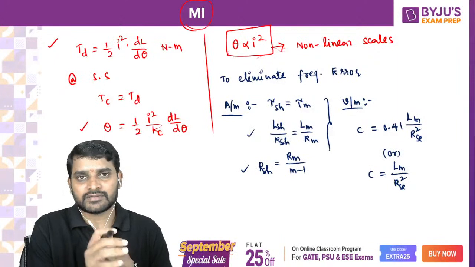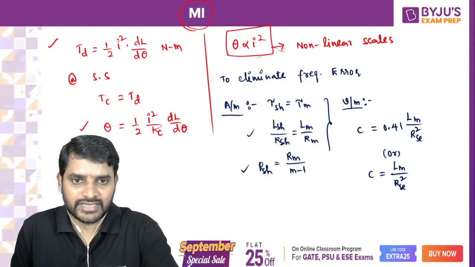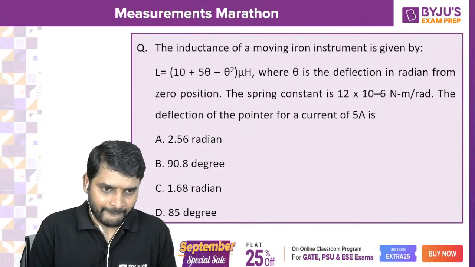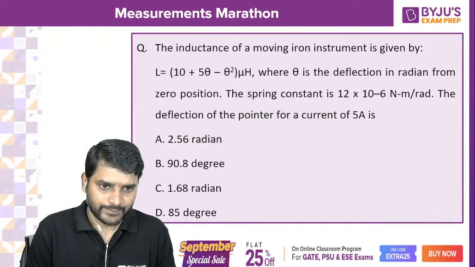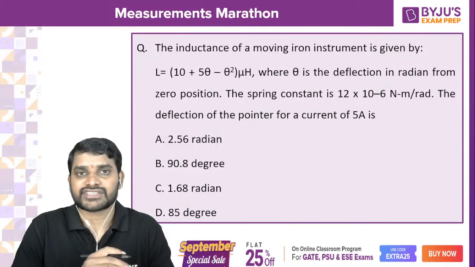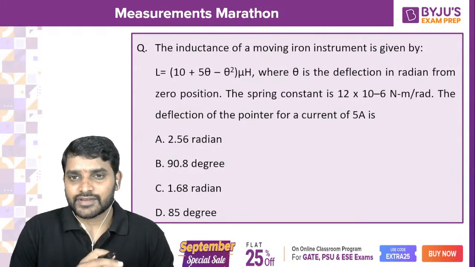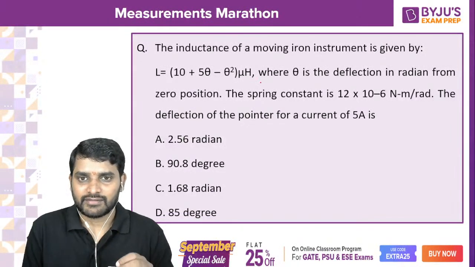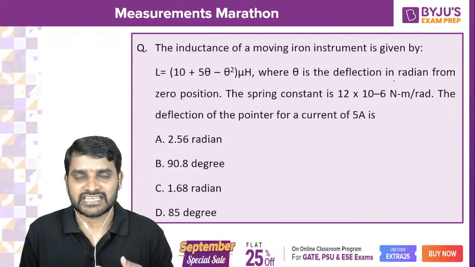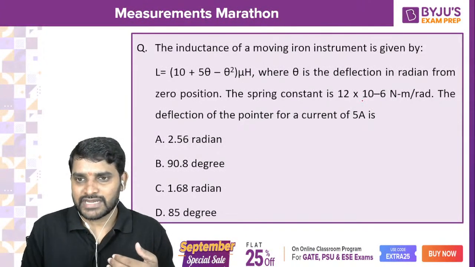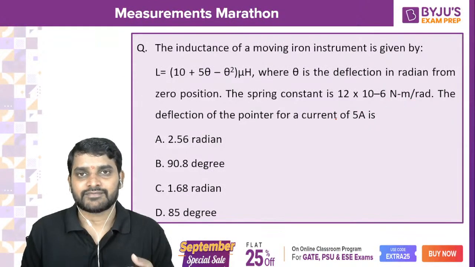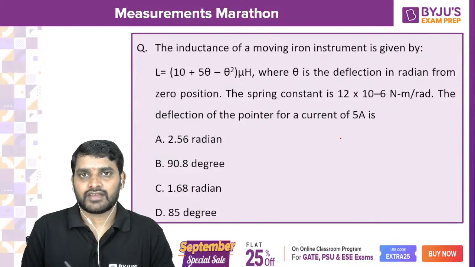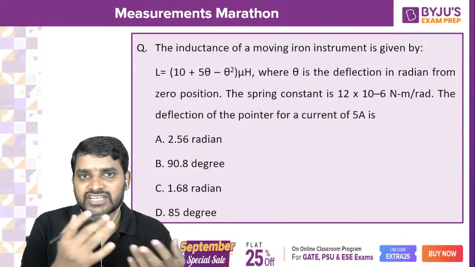Let's move on to the problems based on this. Now I have one question. The inductance of a moving iron instrument is given by L equals 10 plus 5 theta minus theta square microhenries, where theta is the deflection in radians from the zero position. The spring constant is 12 micronewton meter per radian. The deflection of the pointer for a current of 5 amperes is asked. He has given the current, the spring constant, and the inductance also.